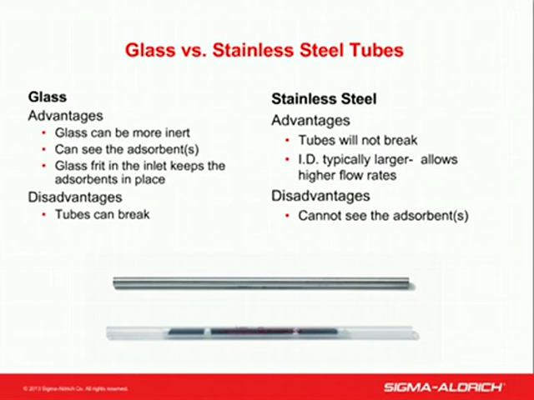Stainless steel tubes, the advantage is that the tubes do not break. The ID is typically a little larger on a stainless steel tube, which will allow us a little higher flow rates that I'll cover later on in the presentation. And one of the disadvantages is that as the tube ages, we can't see what's going on inside the tube and see if the adsorbents are moving.